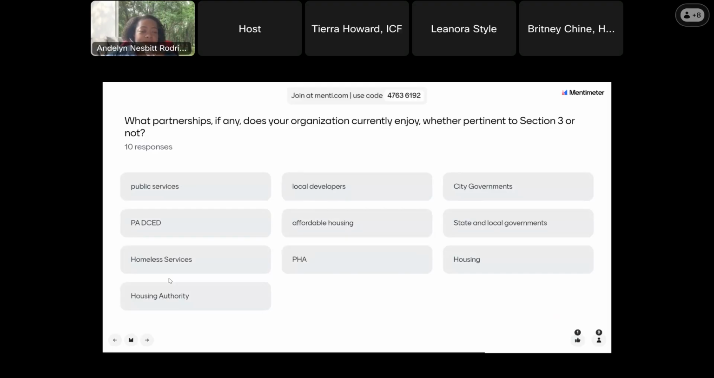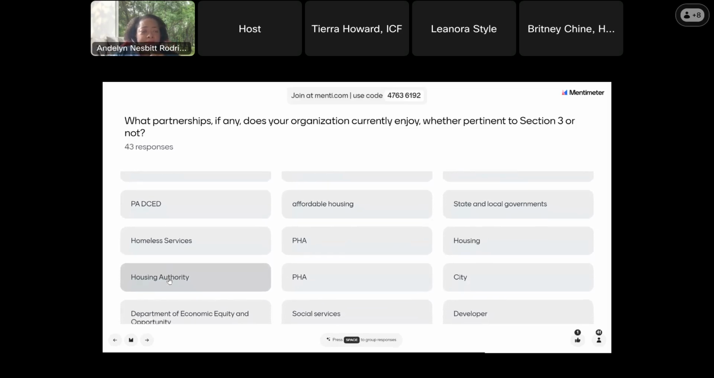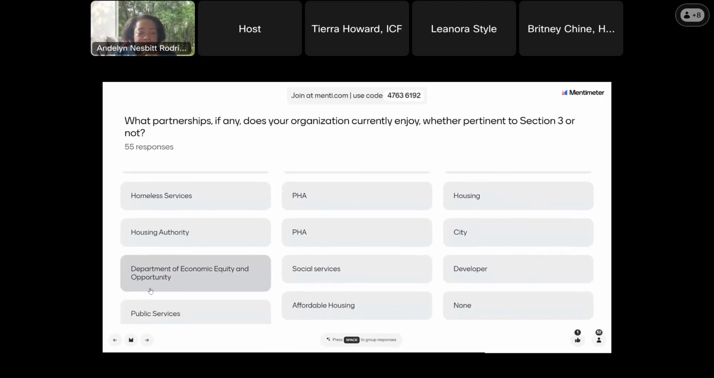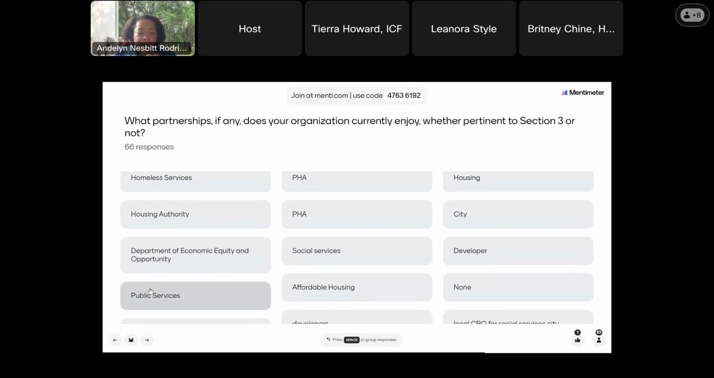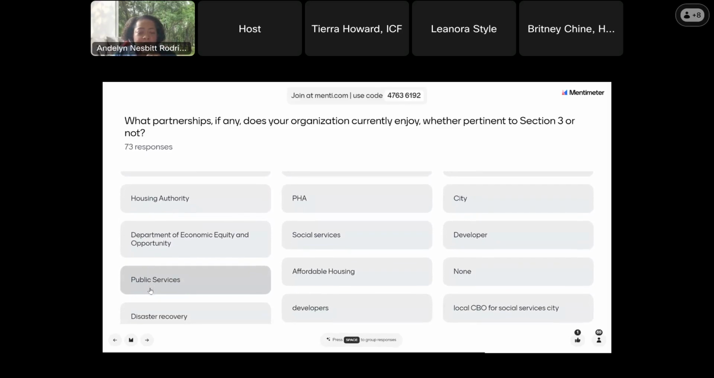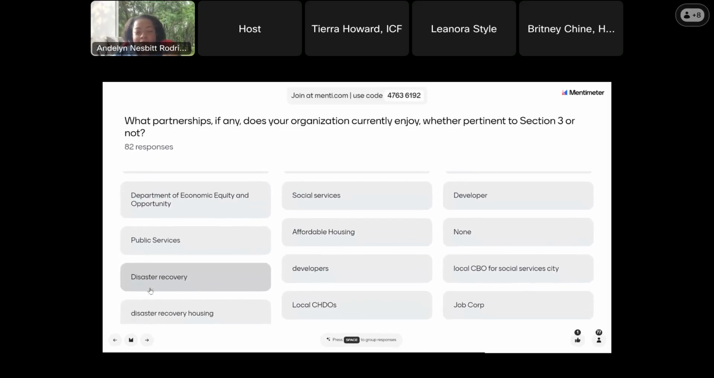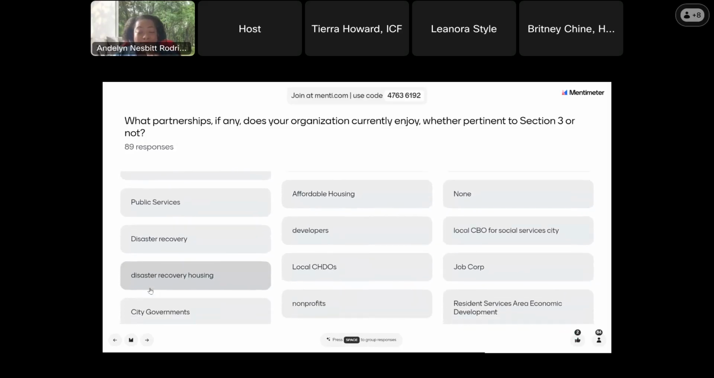Yes. PHAs, housing authorities. I see Pennsylvania in there. I've worked with Pennsylvania before. Hello, Pennsylvania. Local developers, certainly. Public services, local and state governments, absolutely. The city, other departments, developers, none. And that's okay too. We're here to hopefully give some ideas as how we can make these partnerships. Disaster recovery. Yeah, see that a lot.